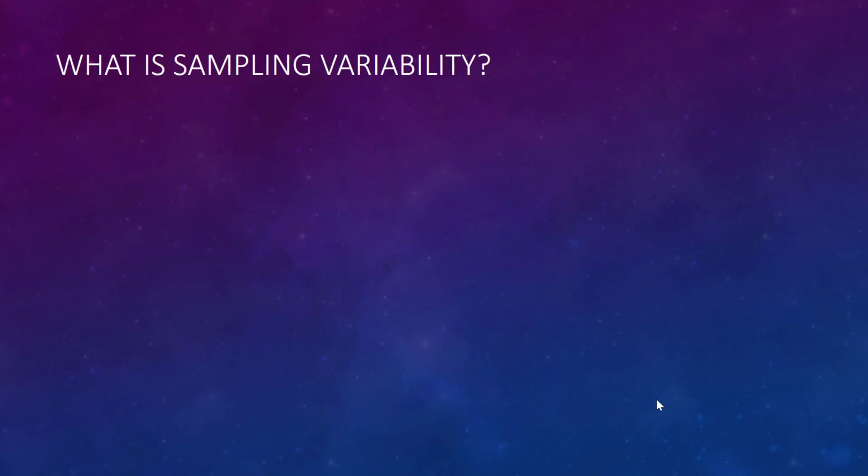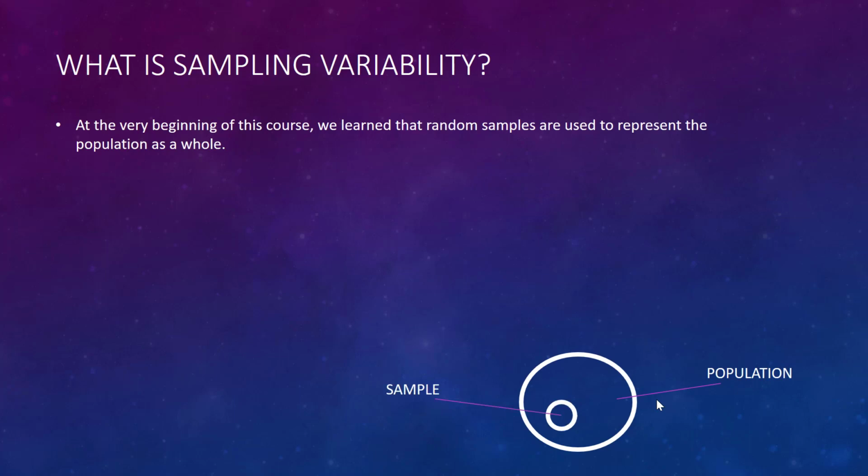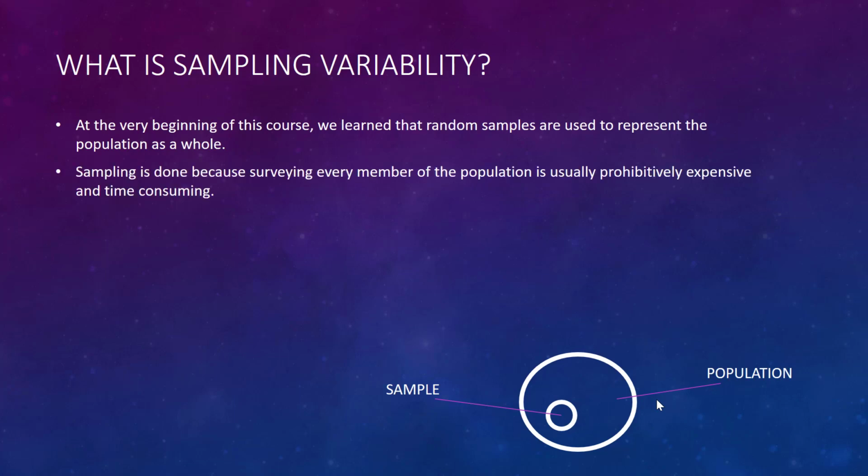What is sampling variability? At the very beginning of this course, we learned that random samples are used to represent the population as a whole. So if this larger circle represents the population, we take a sample, which is randomly chosen, that is representative of the larger population. Sampling is done because surveying every member of the population is usually prohibitively expensive and time-consuming.